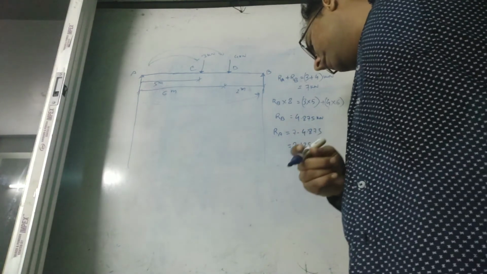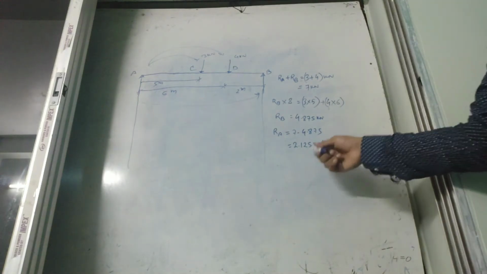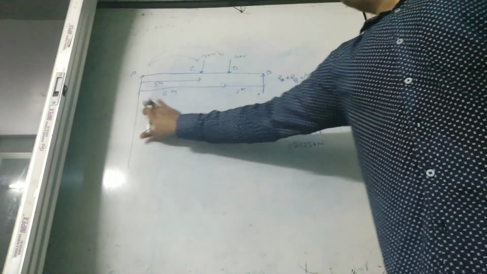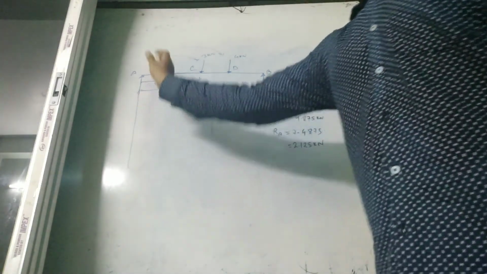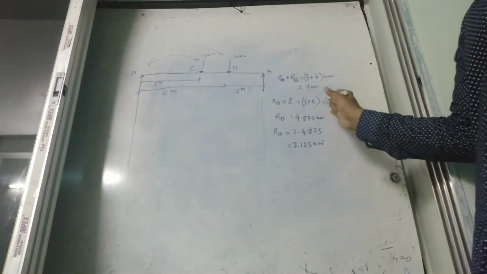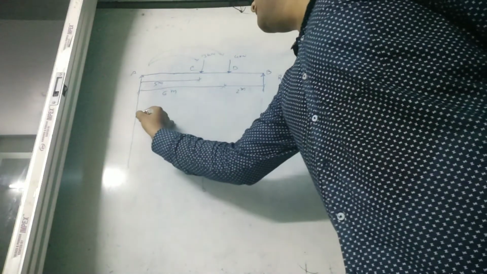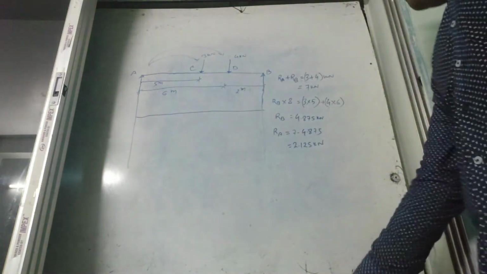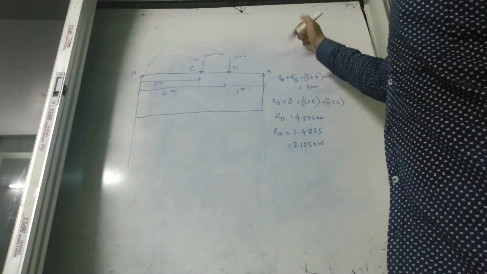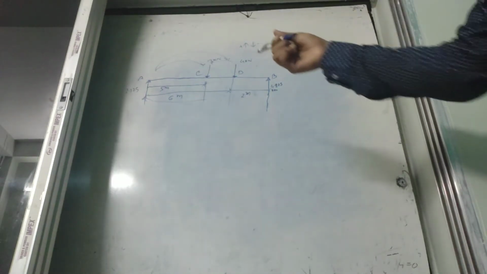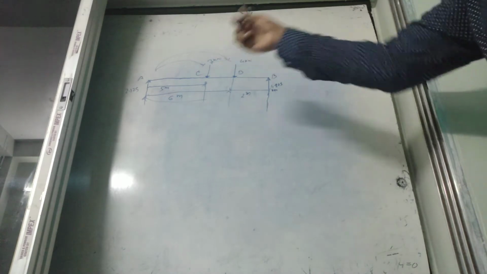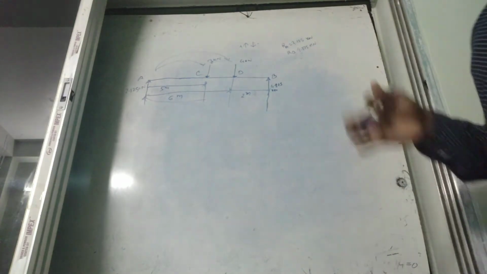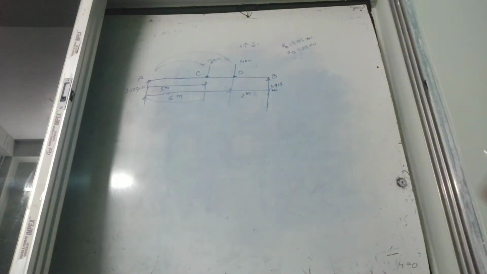Okay, RA and RB calculated now, 2.125 and 4.875. Now you go for the shear force diagram. Before that, I told you that the left of the RA and right of the RB is 0. Then our math is okay. Draw the line 0. Start our math, RA and RB. Now we go for the shear force diagram. Here we get RA equals to 2.125 kilonewton and RB equals to 4.875 kilonewton.